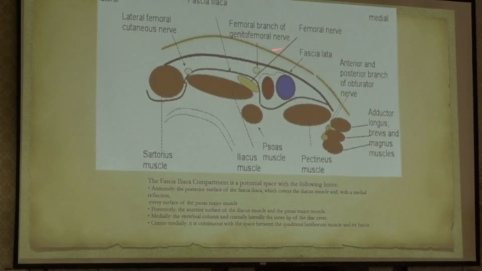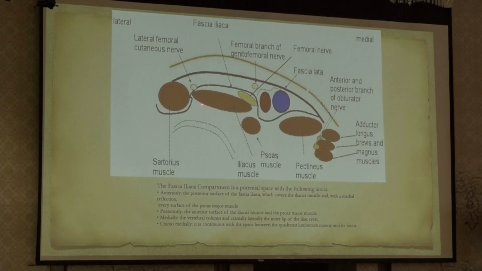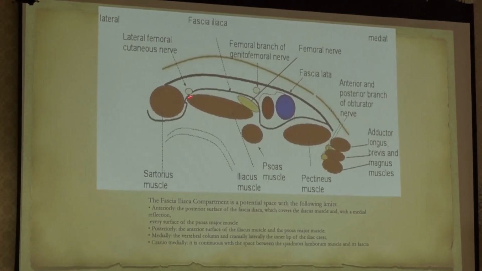From this diagram, you can see where the fascia iliaca is. This is the fascia iliaca. It nearly covers the femoral nerve, and the lateral femoral cutaneous nerve is here. So the location where you want to give the block, you can do either here or here. It doesn't matter, because if you do it in the middle, you need volume. When we talk about a compartment block, you need more volume, right?